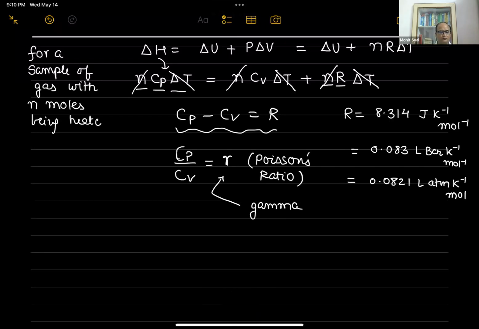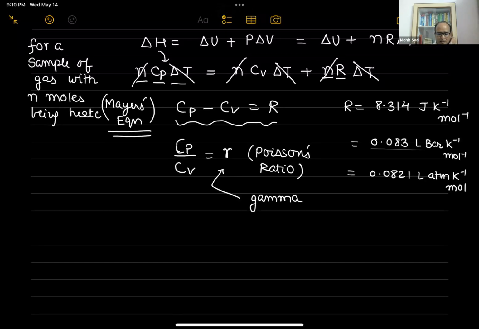Is it clear? Yes, sir. This is Poisson's ratio. Just remember it. And this is known as Mayer's equation. They will give you the value of either one of them. Remember these two things. They are very common in chemistry, but in physics they will be more common, because you have this in physics also.